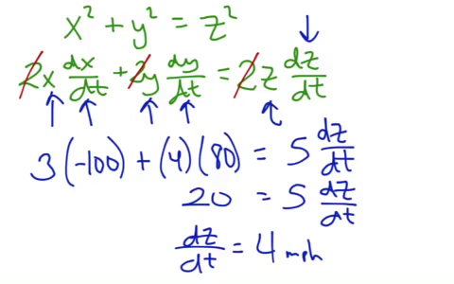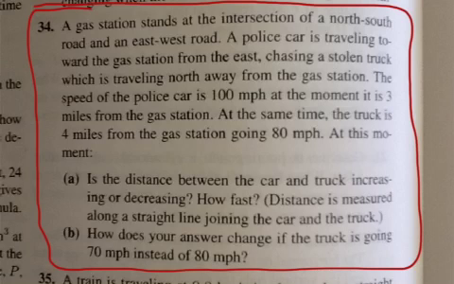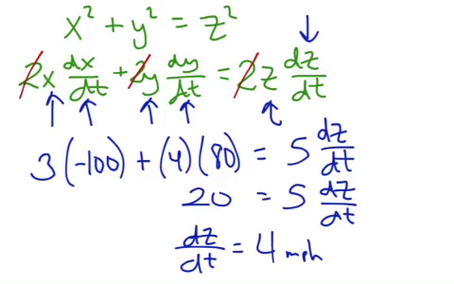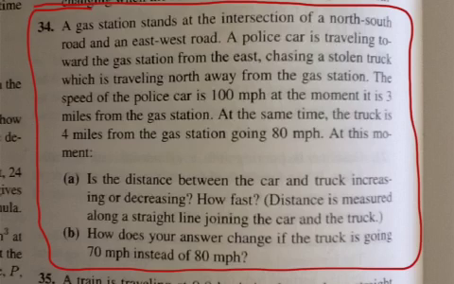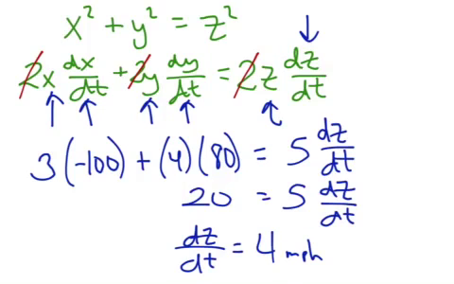And so, how does this answer the question? Well, going back and taking a look at the question real quick, is the distance between the car and the truck increasing or decreasing? Well, the derivative of the distance between the police car and the truck is a positive number. So since this is a positive number, the actual variable is going to be increasing. So the distance between the car and the truck is increasing. And the other question was how fast? Well, that's the 4 miles per hour that we have gotten there.